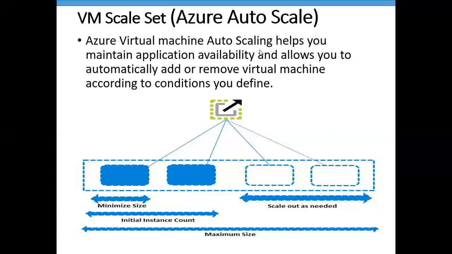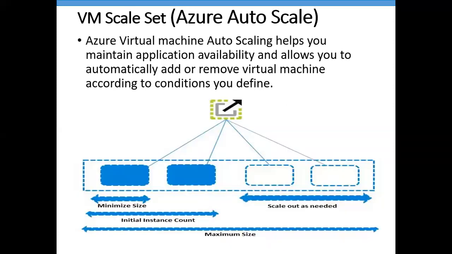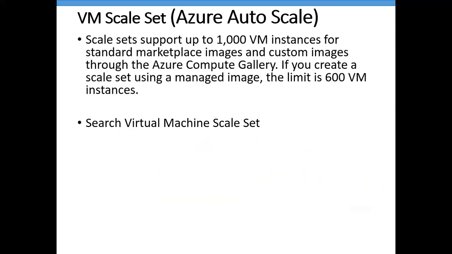So we'll start with today's topic where we are going to learn about VM scale set. In the previous session, we already learned the theory about VM scale set: what is minimum size, initial instance count, and maximum size. And we have already discussed how many machines we can add in one single VM scale set, which depends on the image we have stored.